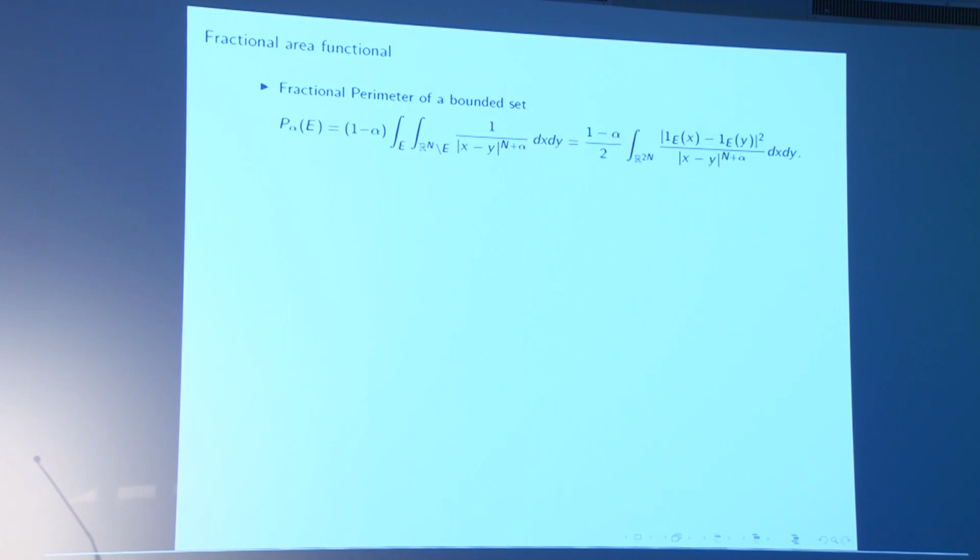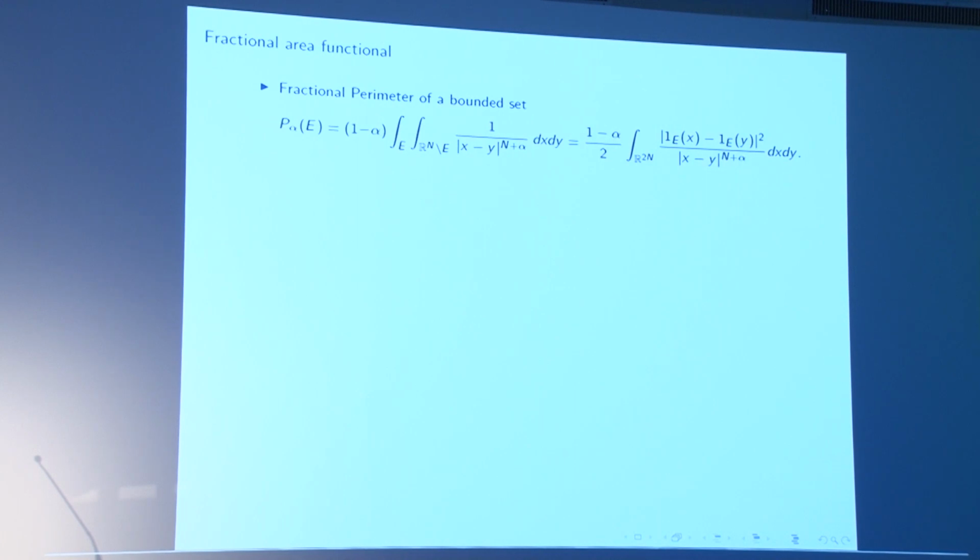So the fractional area functional is a kind of interaction when you have a set E. It is an interaction between what is happening inside the set and what is happening outside the set. It is a very interesting geometric quantity, but you see this weight, |x - y| to the power n + alpha, and then this weight makes the integral finite, so everything is well defined. The 1 minus alpha that you see in front, I will tell you what it is about very soon.